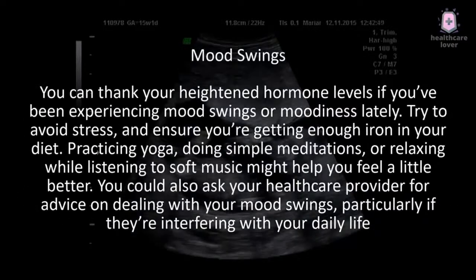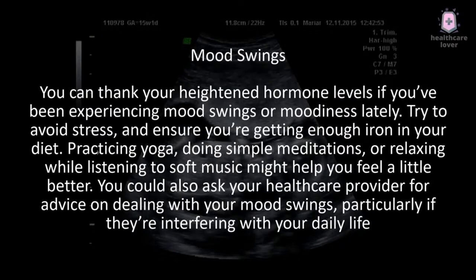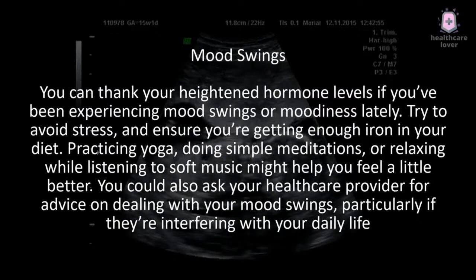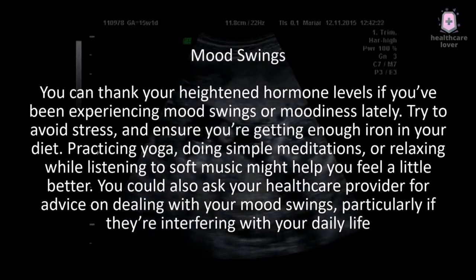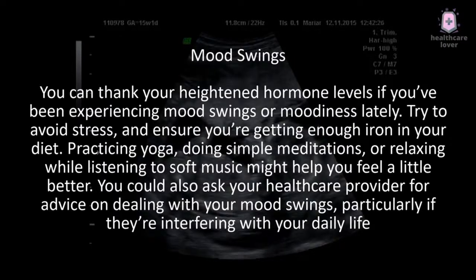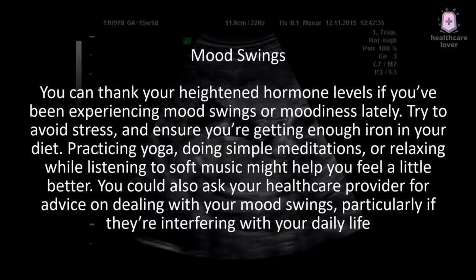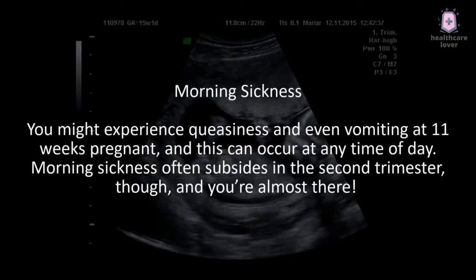Mood swings. You can thank your heightened hormone levels if you've been experiencing mood swings or moodiness lately. Try to avoid stress, and ensure you're getting enough iron in your diet. Practicing yoga, doing simple meditations, or relaxing while listening to soft music might help you feel a little better. You could also ask your healthcare provider for advice on dealing with your mood swings, particularly if they're interfering with your daily life.